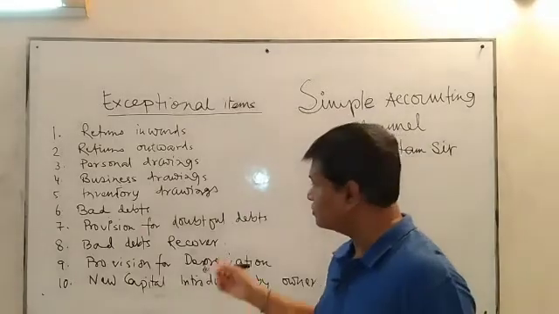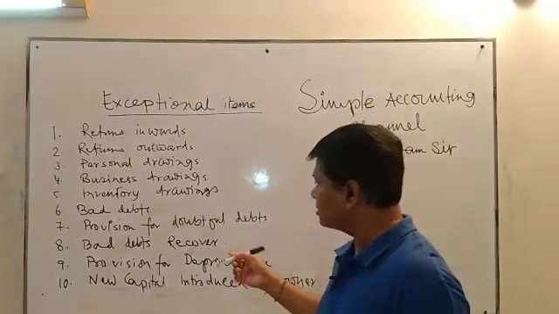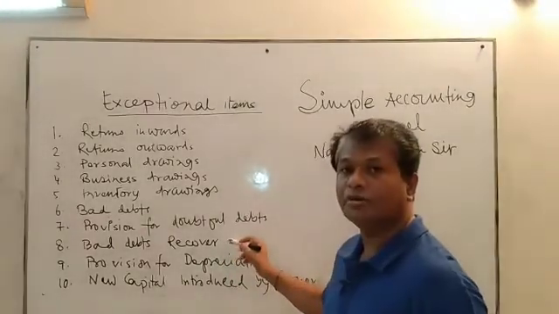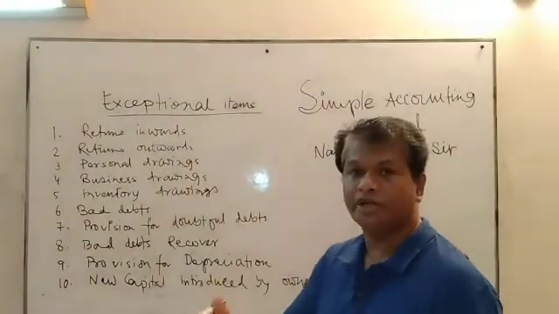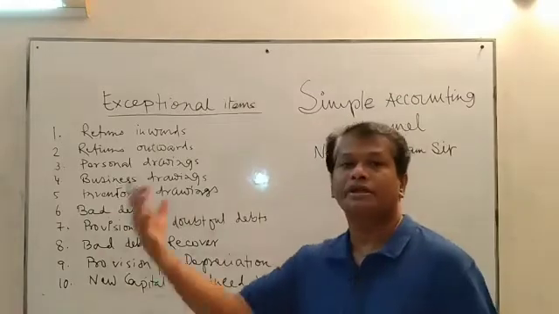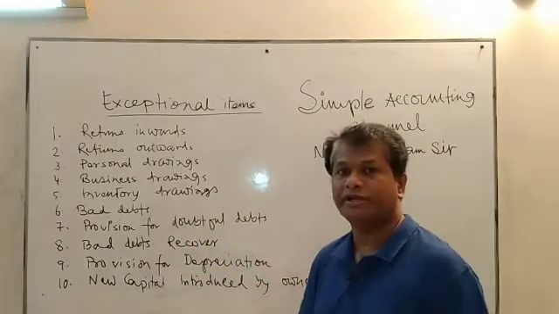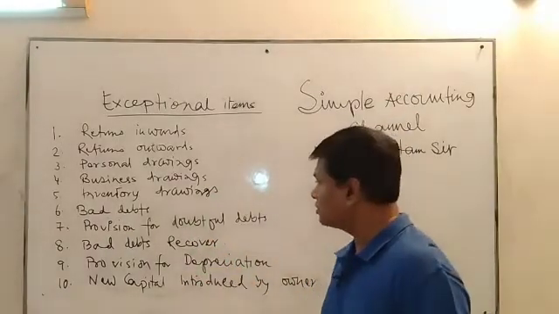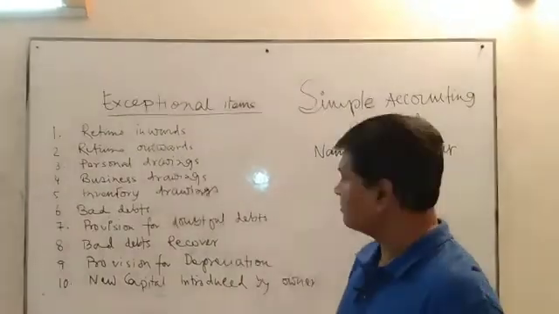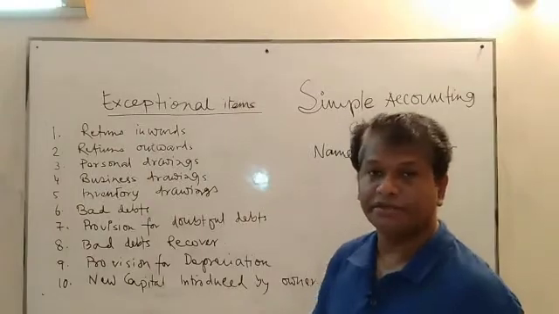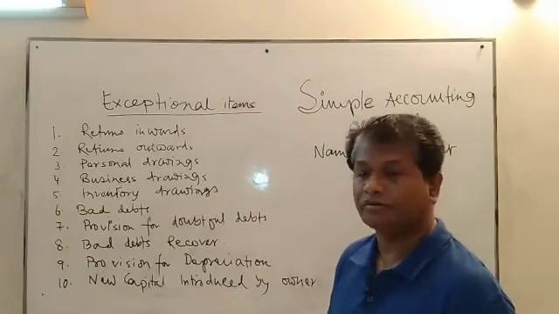And sometimes in some transactions we see bad debt recovered. What is called bad debt recovered? Maybe that debt was once bad, but right now you are getting money from that customer. That is the bad debt recovered. The journal entry is bank account debit, bad debt recovery account credit. This is the journal entry for bad debt recovered.